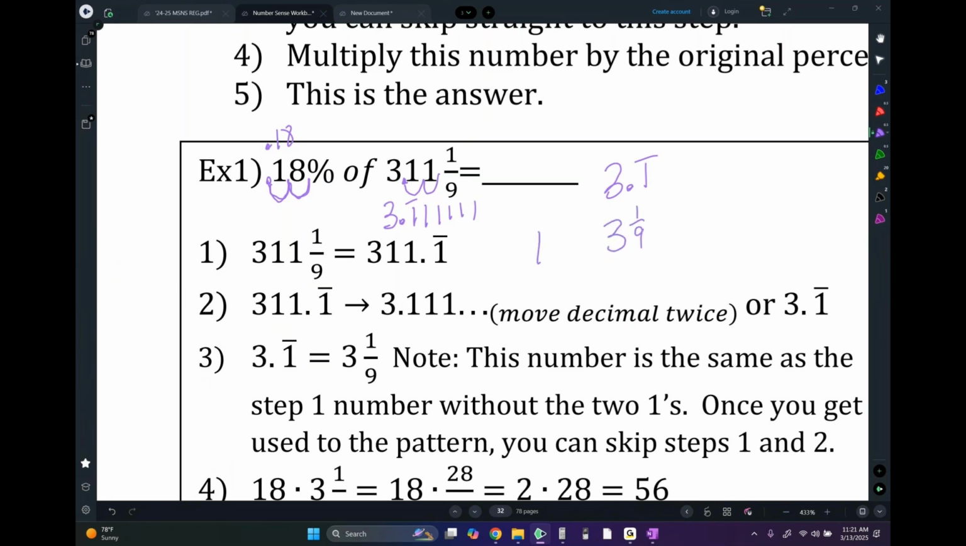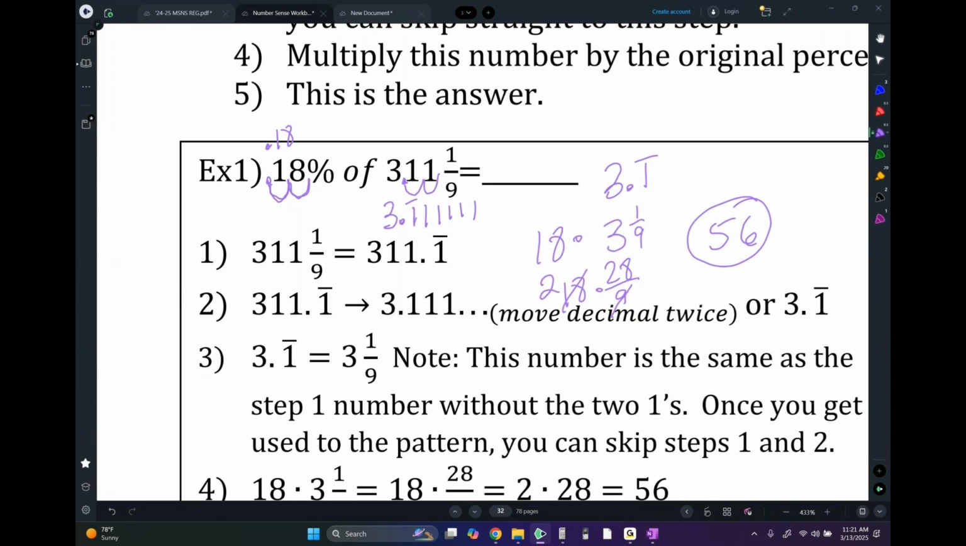So this is 3 and 1/9 times 18. That's how we're going to do this. So 3 and 1/9 is 28 over 9. Somebody just said it, 28 over 9. So it's 28 over 9 times 18. And what you're going to notice is that these are going to cancel. 18 divided by 9 is 2. So it's 2 times 28, so 56.